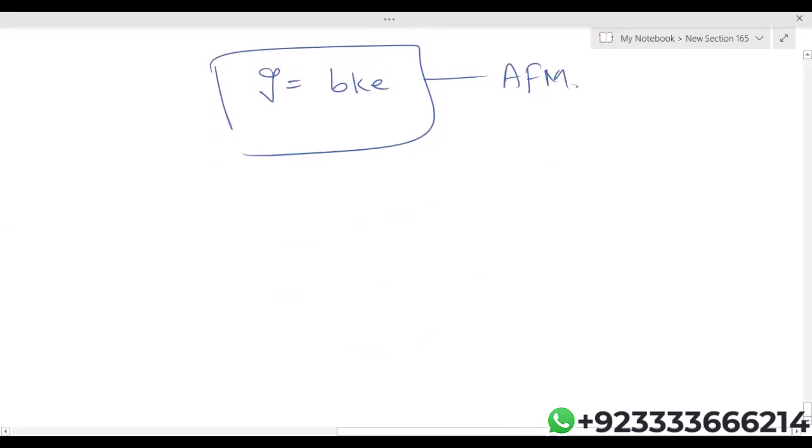Now, Gordon growth model. So G, we know, is the annual dividend growth rate. B is the retention ratio. Now listen carefully, students. If the company is paying 40% dividend, it means they are retaining 60%. If the company says we are paying 30% dividend, it means they are retaining 70%.